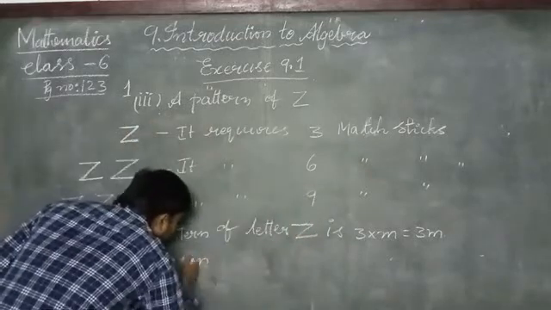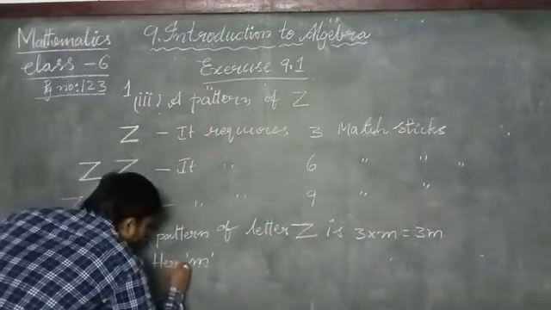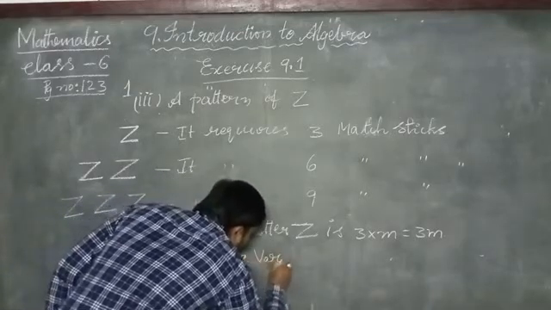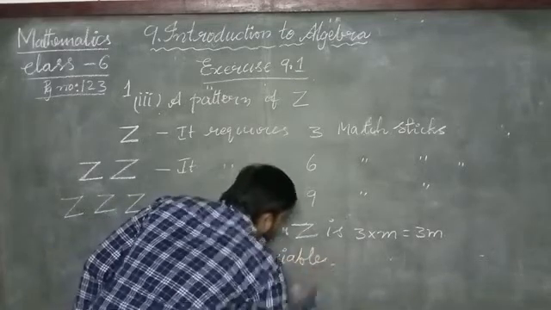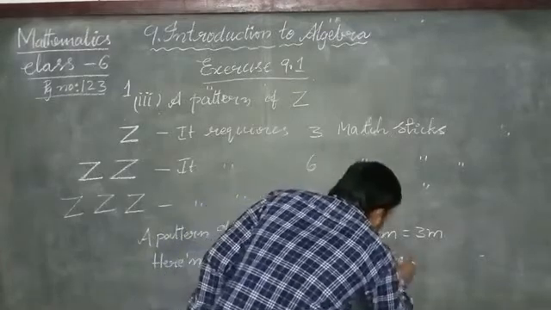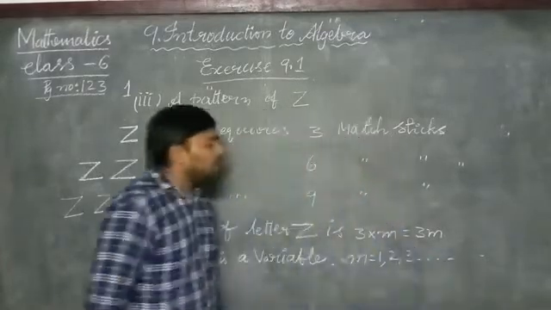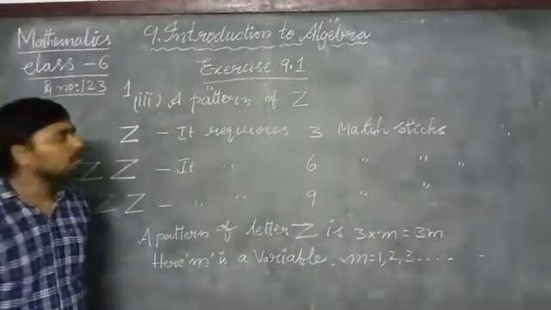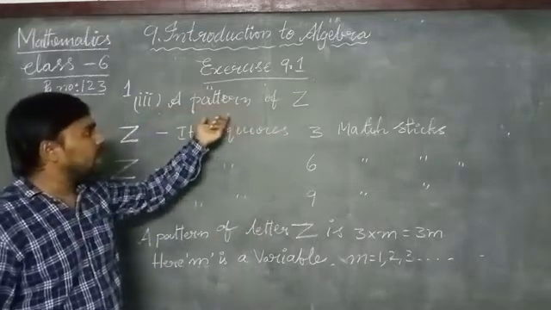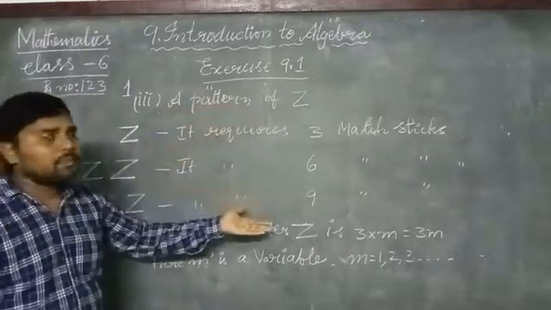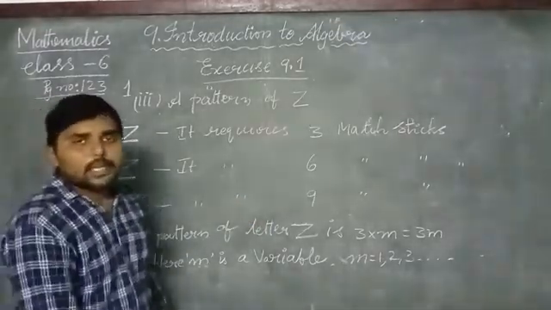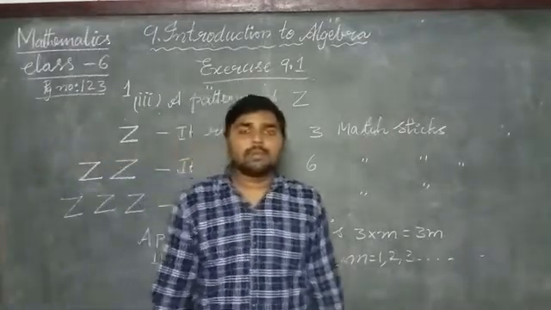Here m is a variable. And m value varies from 1 to 3 and so on. Okay, in this way we can write the pattern for the given Z. Okay, for the letter Z, 3m is the general pattern to make Z. Okay, in the next class you will see the next problems. Thank you, children.